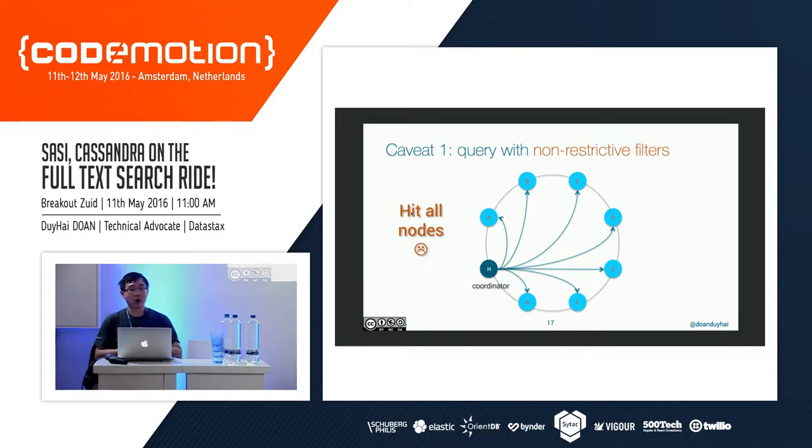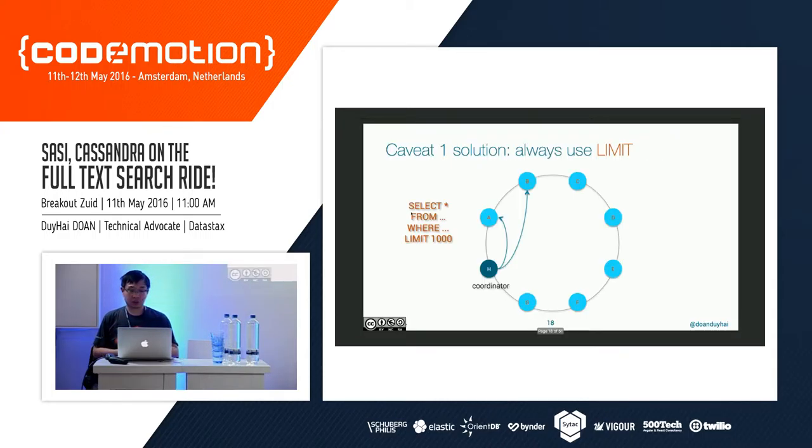So it has some implications. It means that if you query with non-restrictive filters, well, you will hit all the nodes in the cluster. Okay, there is no magic. Give me all, I don't know, all albums in the US. Well, you have a lot. The solution for this is to always use limit, right? Limit one. Because in fact, if you give enough criteria, nobody is going to process 10,000 results, okay? 1,000 is already a lot.